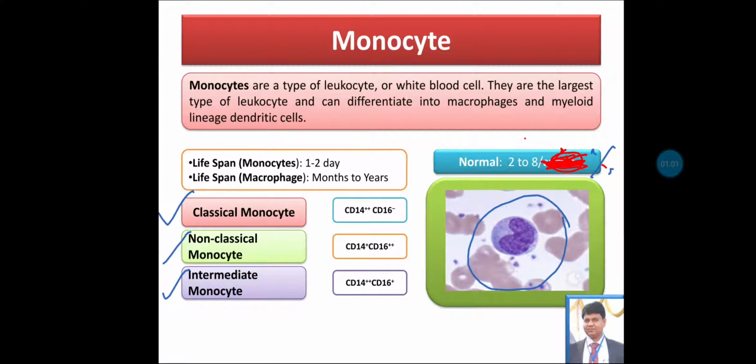And depending on the CD markers, the monocytes are subdivided into 3 subsets. The one is the classical monocyte, which has a strong positivity for the CD14, and they are weakly positive for the CD16. The second one is the non-classical monocyte, which is weakly positive for the CD14 and strongly positive for the CD16, and the intermediate monocyte, which is strongly positive for the CD14 and weakly positive for the CD16. So these are monocytes which circulate in the blood.